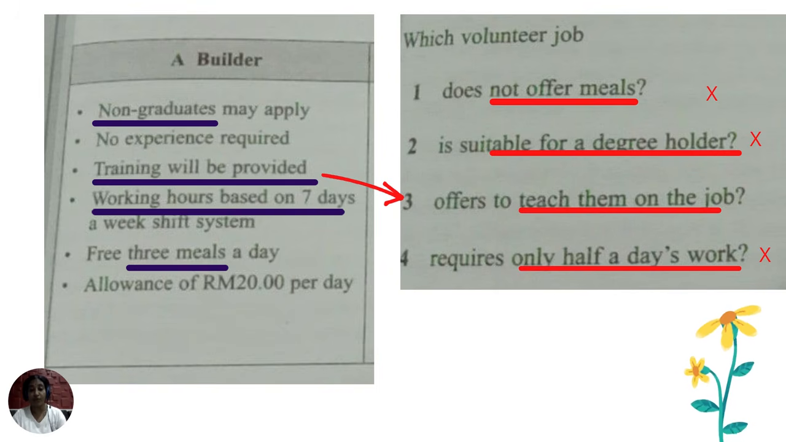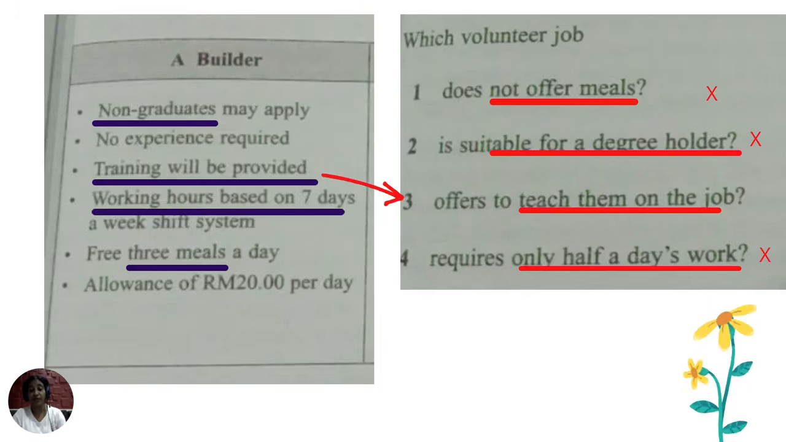Number one, does not offer meals. So meaning that there is no meal. And when you refer to the keywords underlined in the text, free 3 meals, which means that it is wrong. So it does not match. Number two, suitable for a degree holder. And if you look at the keyword, non-graduates, which is inaccurate, meaning that it's not suitable. Offers to teach them on the job, meaning that there will be training provided. And it matches, for number three.